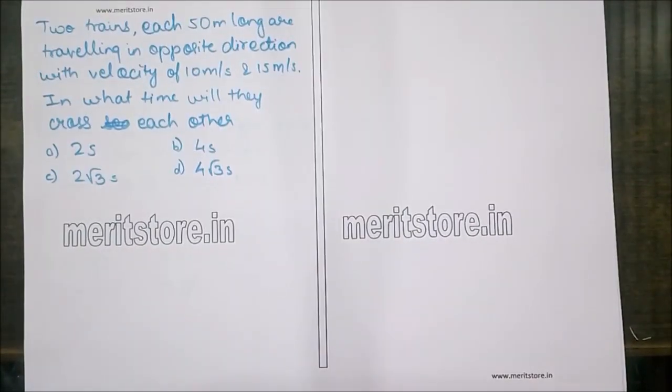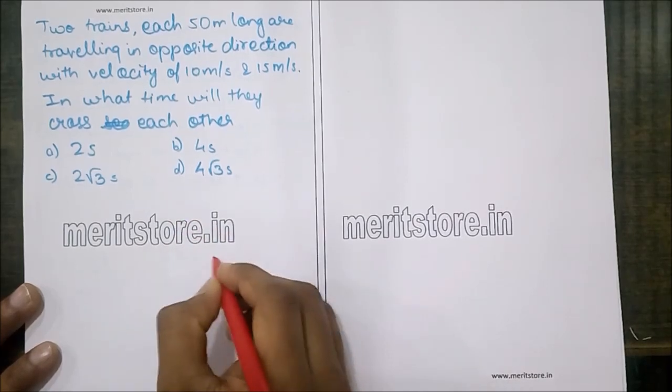Two trains, each 50 meters long, are traveling in the opposite direction with velocities of 10 meters per second and 15 meters per second. In what time will they cross each other? The options given are 2 seconds, 4 seconds, 2 root 3 seconds and 4 root 3 seconds.